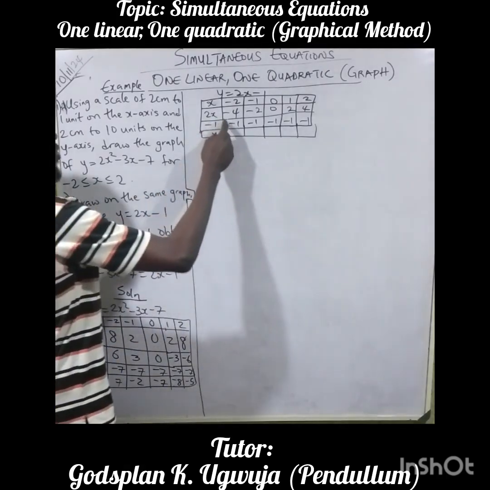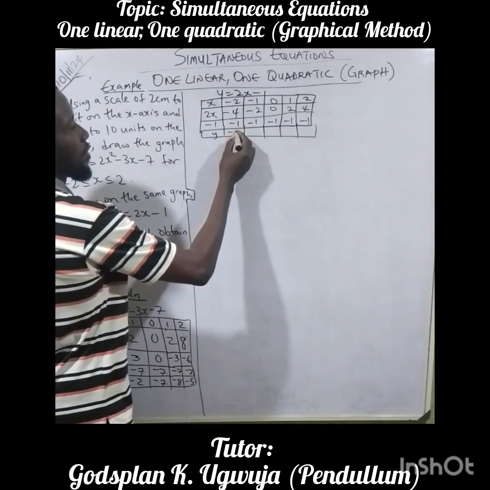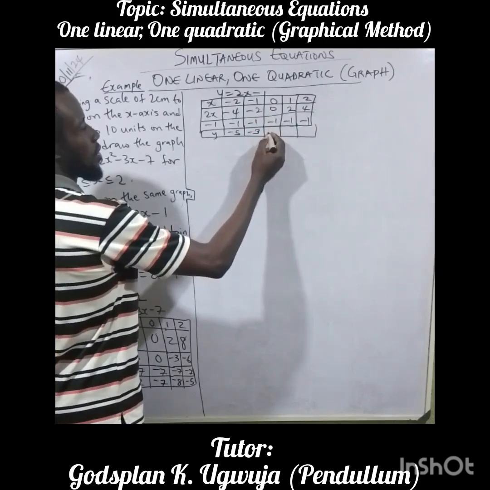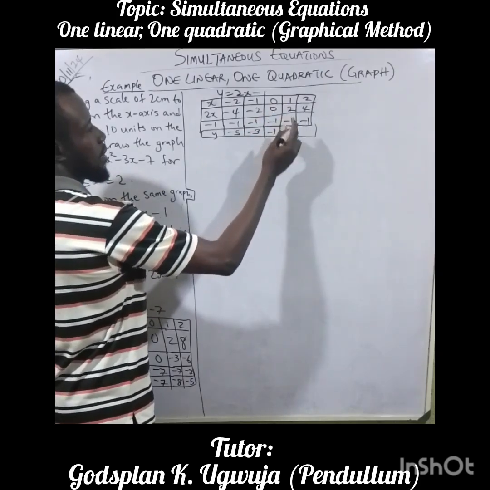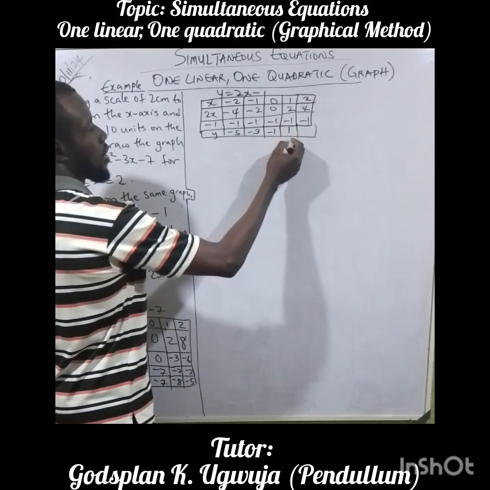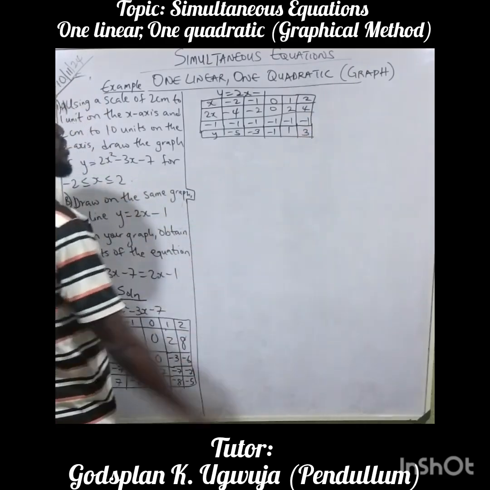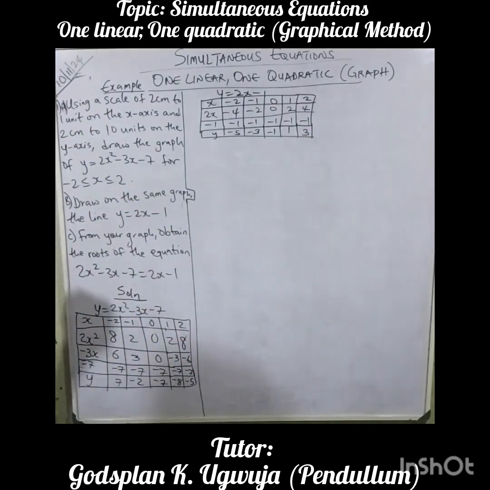Alright, so minus 4 minus 1 is minus 5. Minus 2 minus 1, minus 3. 0 minus 1, minus 1. 2 minus 1, 1. 4 minus 1, 3. Alright, so this is our table.